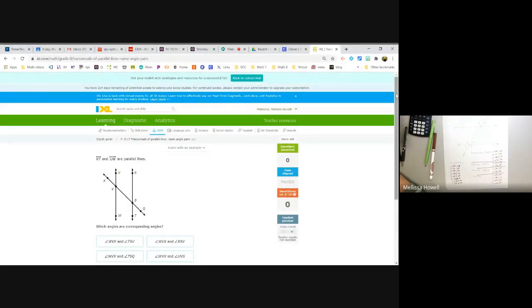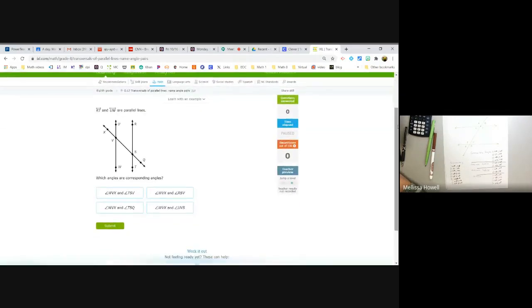It's an IXL question, and it says which angles are corresponding. Now notice this is turned the other way. It's okay. Just turn your notebook the other way and we can see it. We know that this angle right here is corresponding to this angle. So let's see what our options are. WVX. That's that obtuse angle right there. And TSV. Yep, those two match. They're in the same position. Right here and right there.